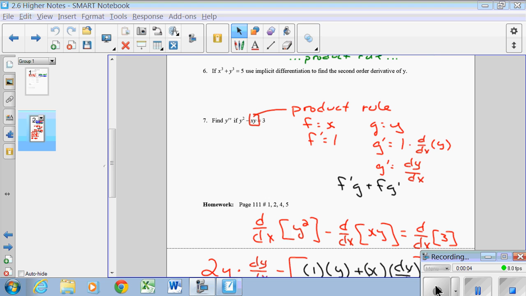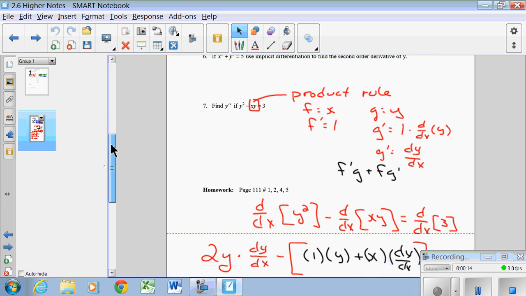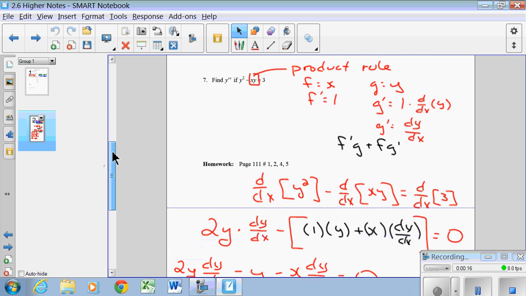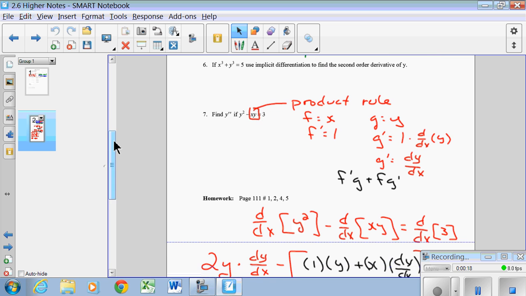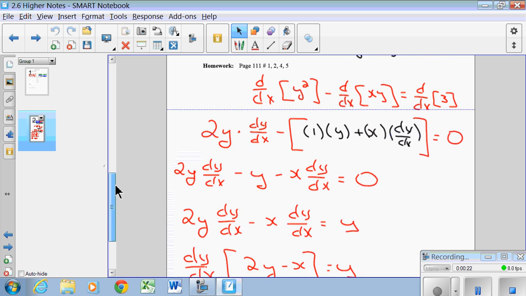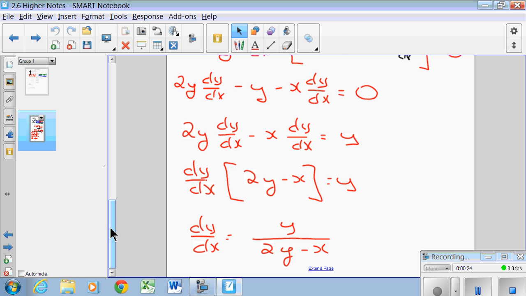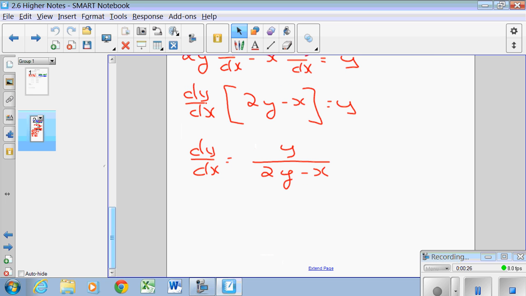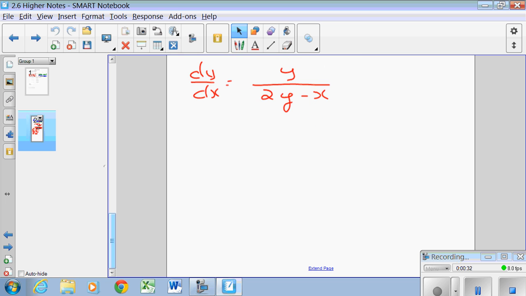This is going to be the conclusion to our example number 7, where we started off with y squared minus xy equals 3. We want to make sure that we understand how to finish off the second derivative. Reviewing the first derivative, we went to the product rule, and from the product rule, we simplified and solved for our first derivative, and we found that it's y over 2y minus x.